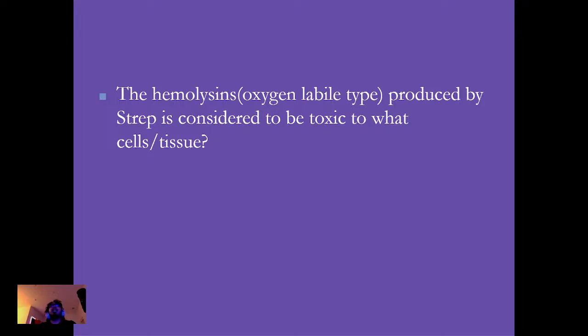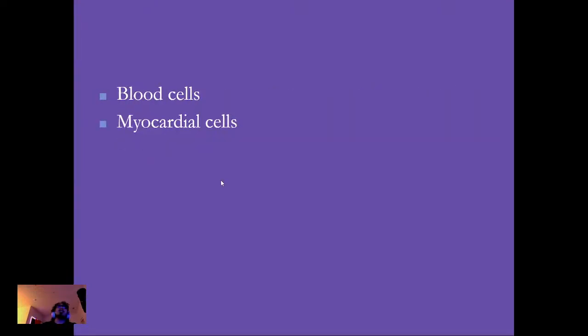Next, hemolysins. The hemolysins, the oxygen labile type, are produced by strep. It is considered to be toxic to what cells or tissue? It is toxic to both RBCs as well as heart cells, or your myocardial cells. Okay? Myocardial cells. That is why we have rheumatic heart fever. Right, class? Alright. Why? What is its target?